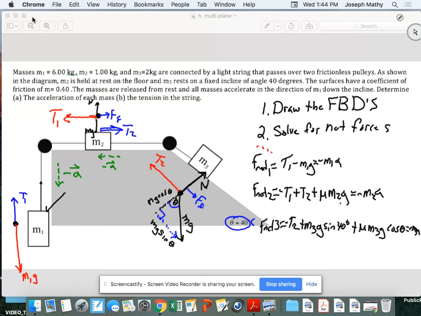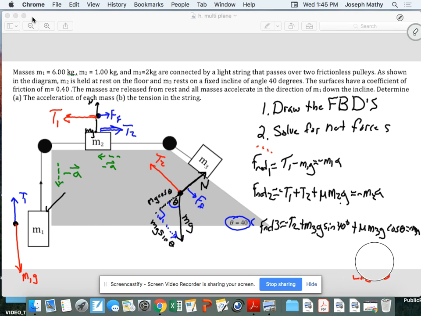So why does it equal this? What is this? That's the force of friction. The force of friction equals mu F of n, but our F of n equals mg cosine theta, according to our free body diagram. So we substitute in mu m3g cosine theta. All right, so now what do we do?